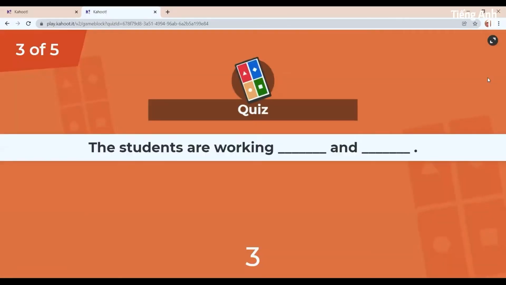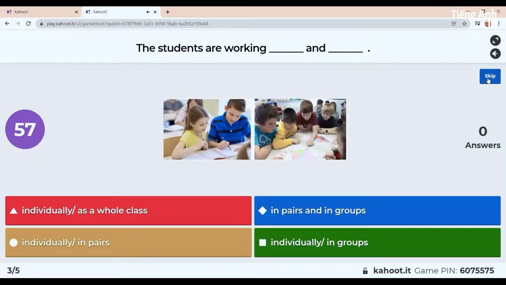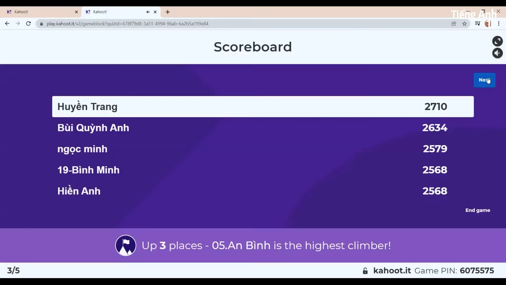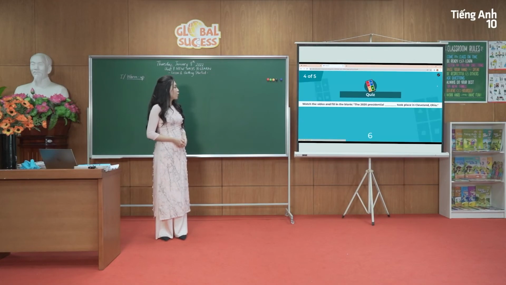The third question is, what are the students doing? We have two pictures right here. Okay, very fast. Our answer is in pairs and in groups. And Huyền-Trang is the fastest. Next question is, watch the video and fill in the blank.